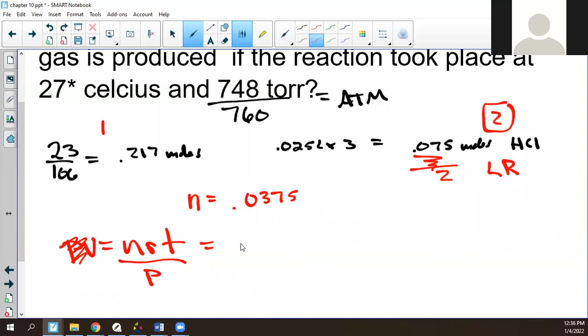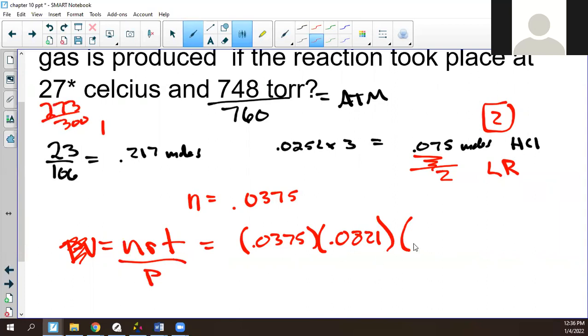So then I just plug it in. 0.0375, R, 0.0821. T was this number plus 273. That's 300. And then divide it by whatever this ended up to be. What was that?